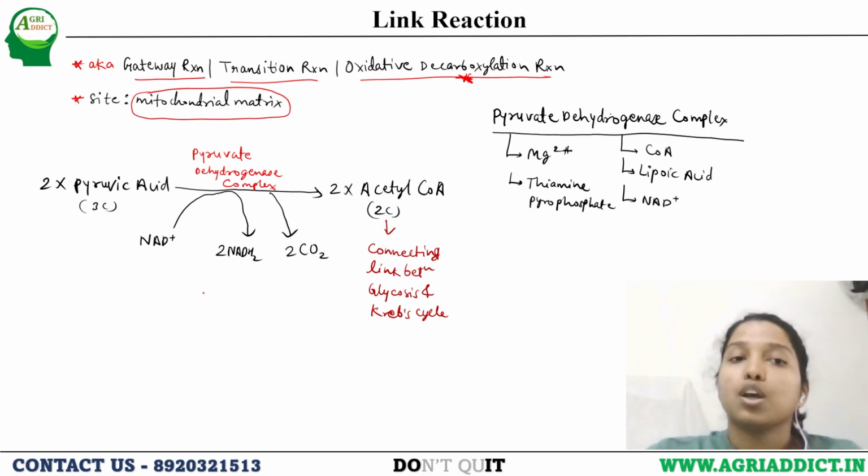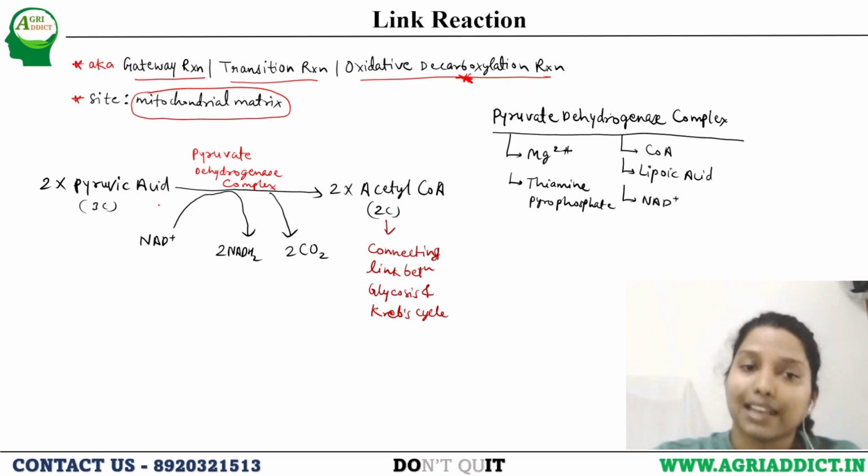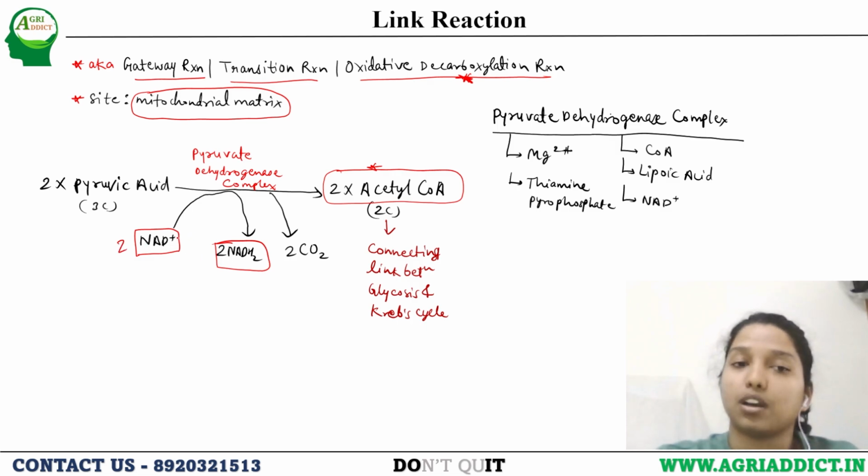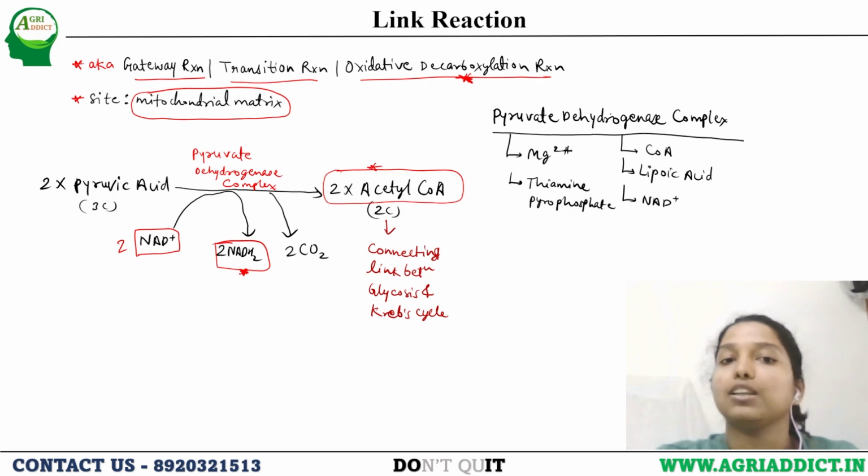Here two molecules of pyruvic acid which are formed in glycolysis will undergo these changes and will form two molecules of acetyl coenzyme A. In the presence of pyruvate dehydrogenase complex, 2 NAD plus molecules will be utilized and 2 NADH2 will be formed. Here also we are getting two molecules of NADH2 as energy.